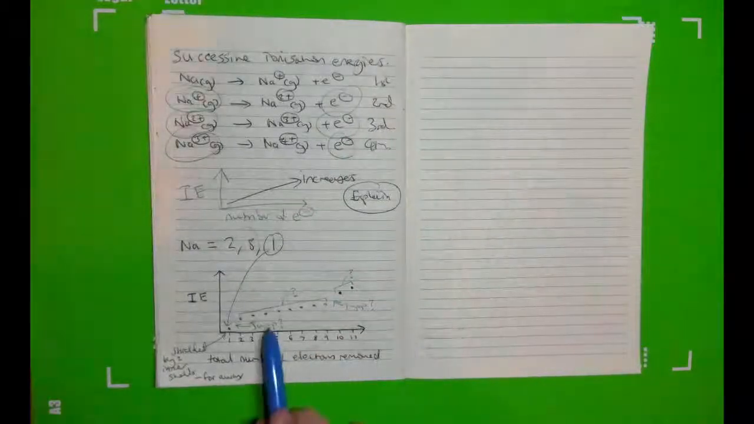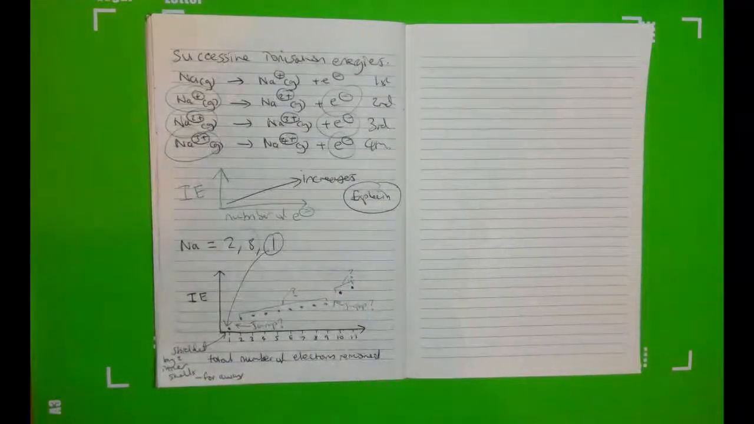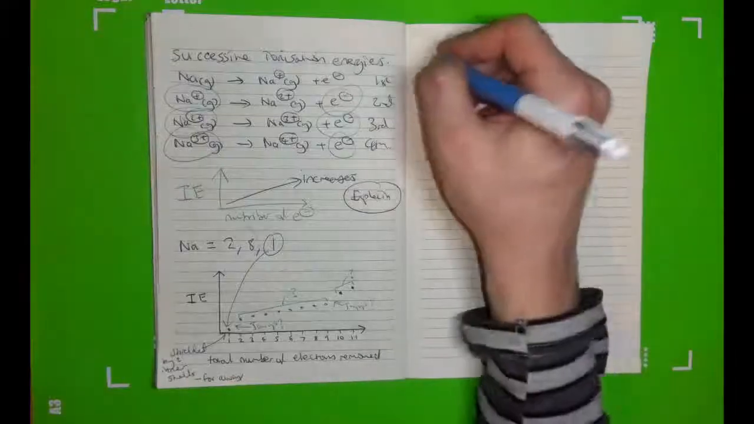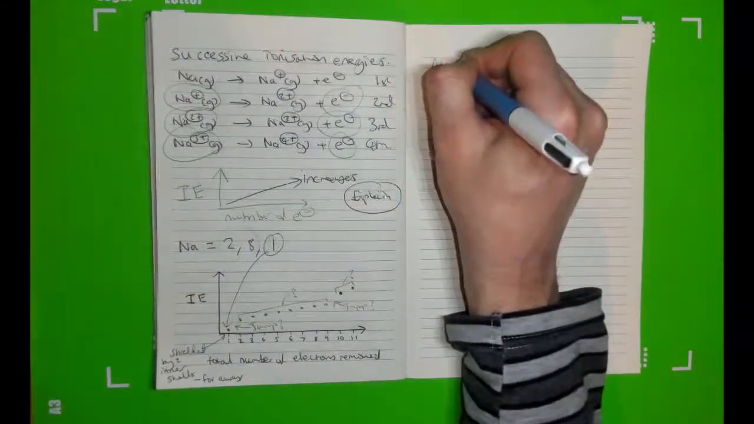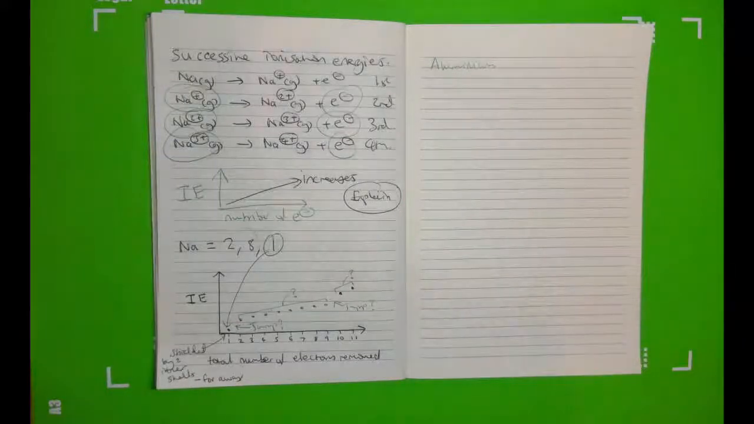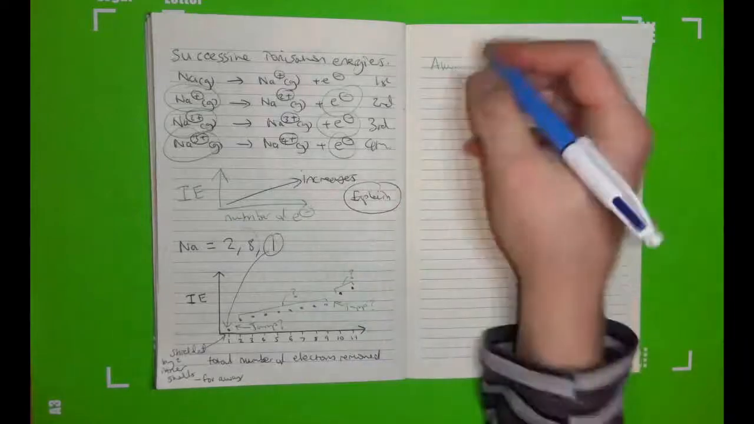See my question marks? Question mark, question mark, question mark, question mark. I'd like a full explanation around that graph there, why you would expect that one. Okay? And I'd like to do a couple more as well. So the ones I'd like you to do are the successive ionization energies of aluminium. So I'd like to draw the graph of aluminium. And I'd like you to draw the graph of chlorine as well.